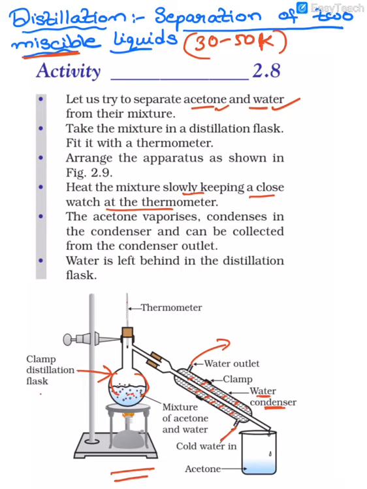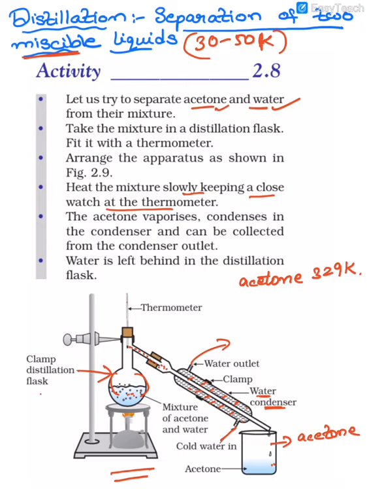The boiling point of acetone is 329 K. So it starts vaporizing first. Its vapors start passing through this tube. Can you see, vapors start passing, and as they pass through this water condenser, these vapors convert into liquid form, which we are collecting here in a flask. So first what we get is acetone.